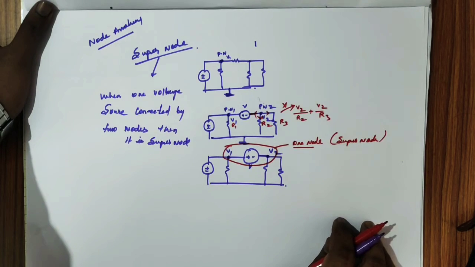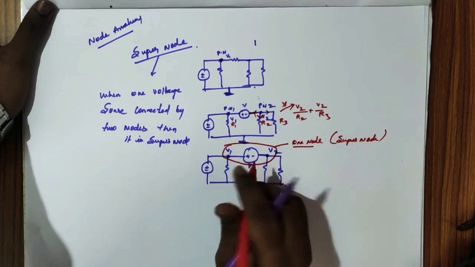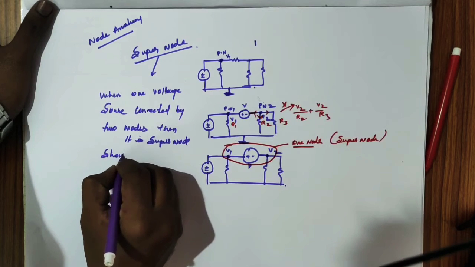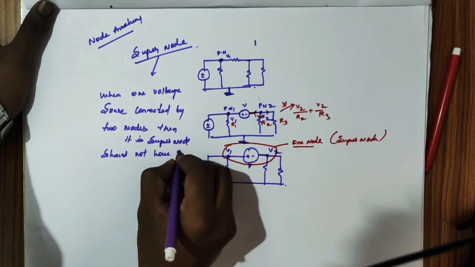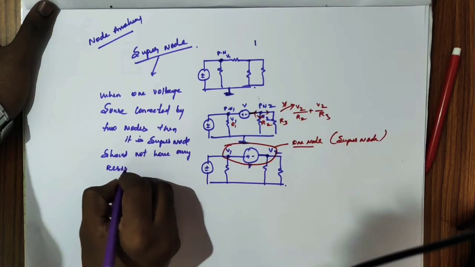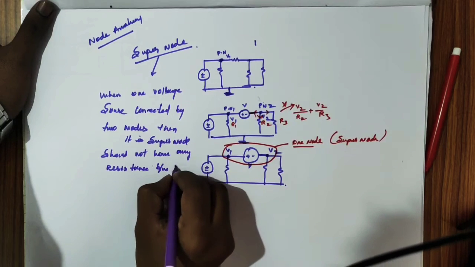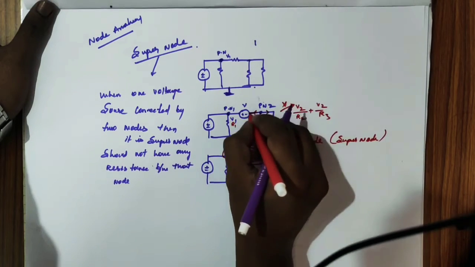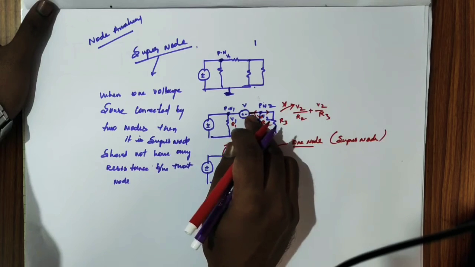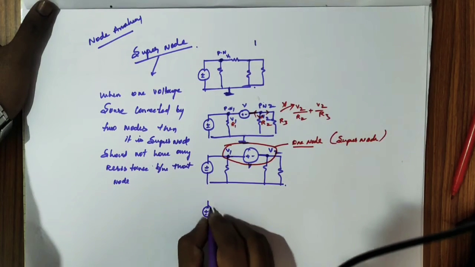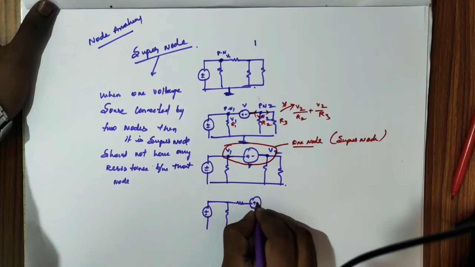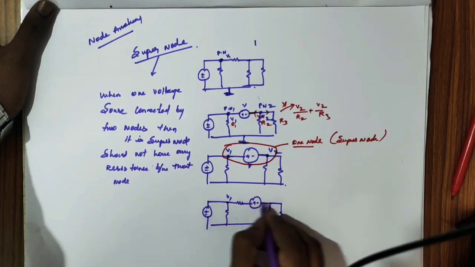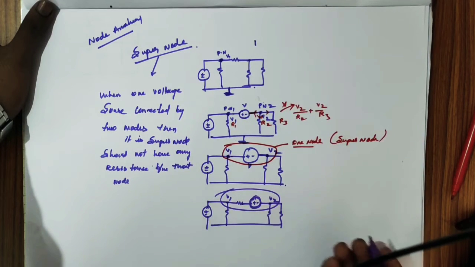If in the middle there is a resistance, then it is not a supernode. There should not be any resistance between those nodes. If you have that resistance, there is a provision to find the current. You can find the current, right? For example, I am taking the same circuit with plus and minus. As I said, if you have a voltage source between two nodes, it becomes a supernode, but not if there is a resistance.